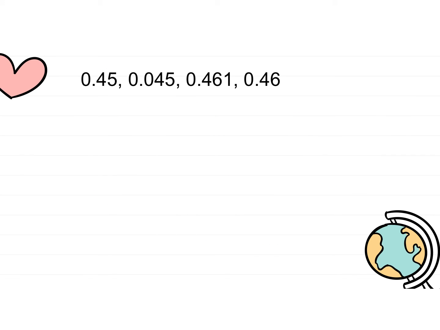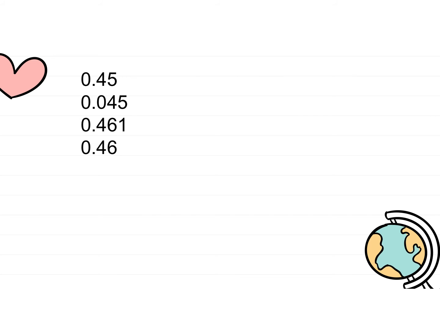We need to order these numbers. The easiest way is to line them up. When you line them up over top of one another, you can put zeros so that all of them have the same amount of decimal places. Now you start by comparing the number that's right beside the decimal place, to the right of it. All of these numbers have 4s except for our 0.045. So this number would be our smallest number.